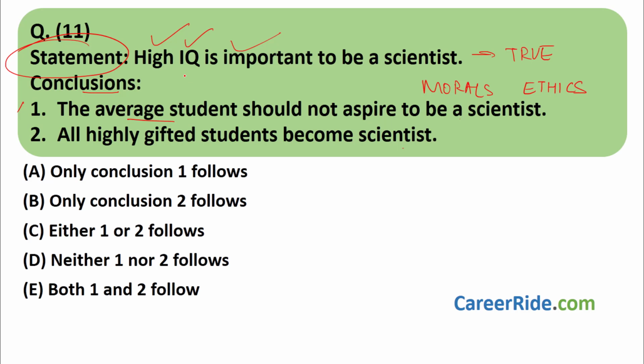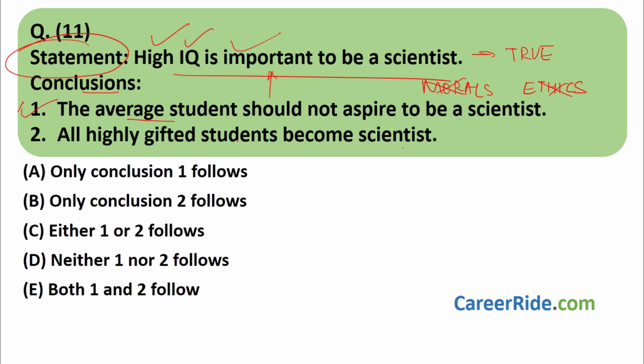An average student does not have a high IQ, so the average student should not aspire to be a scientist. It is dependent on the statement. Morals, no need, don't think about it. Ignore all the morals and ethics and values and value education and all that stuff. Concentrate on the statement. So the first conclusion follows based on the statement.